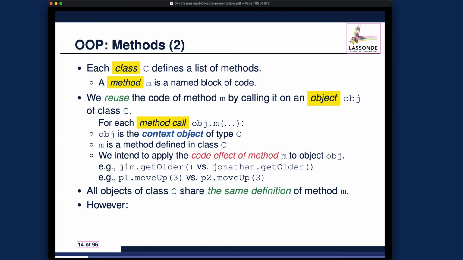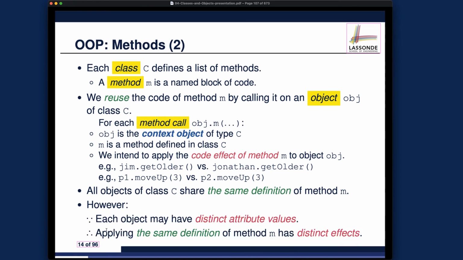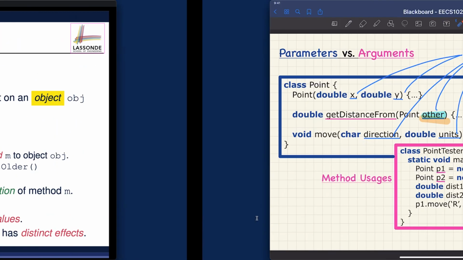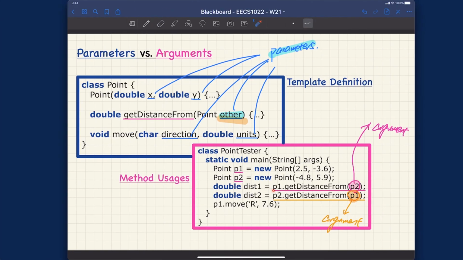Similarly, all the objects of class C share the same definition of method M, because depending on what the context object is, you might just have different effects. Okay, just like that. Each object may have distinct attribute values, so applying the same definition has these distinct effects. You can see here, by calling getDistanceFrom, you're calling the same definition defined over here. However, the effects might be different because the context objects p1 and p2 are simply different, right?